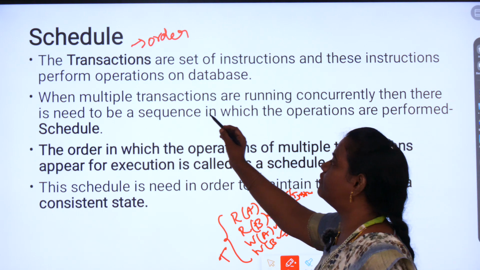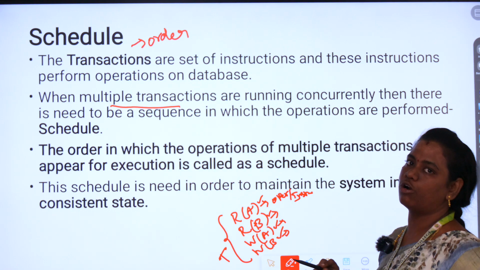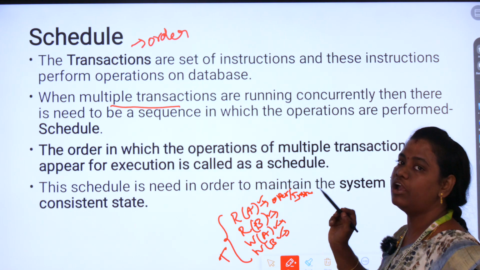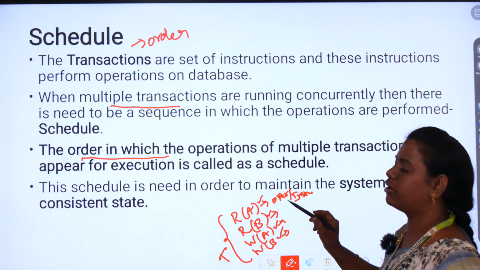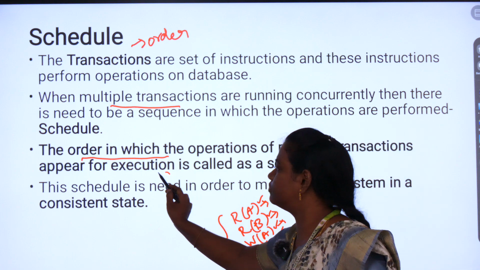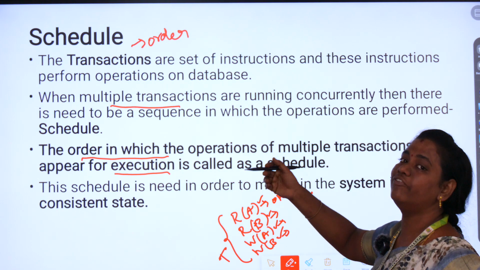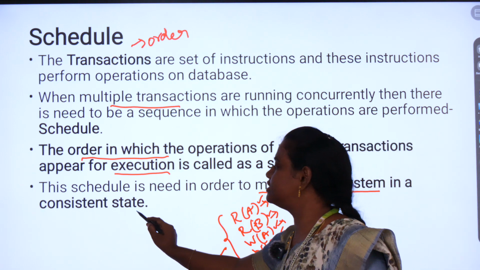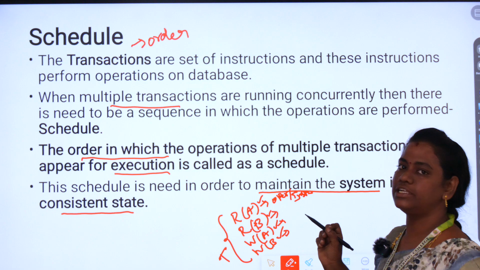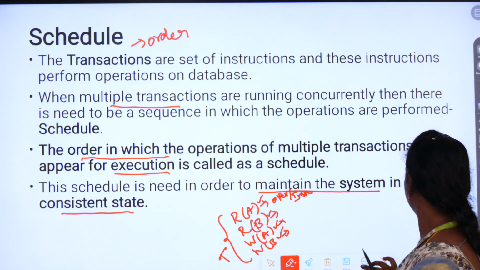Suppose we are going to deal with multiple transactions, then we need to go for the scheduling concept. With the help of scheduling, we order the sequence in which they are going to execute. This is the main important concept in scheduling. Why do we schedule? To maintain the consistency in the system. To maintain the consistency, we schedule the transactions.